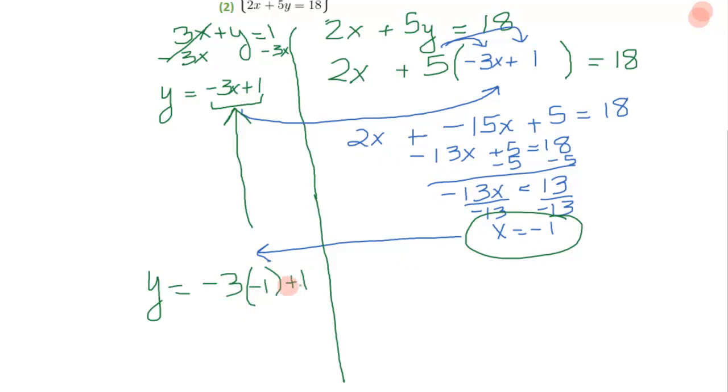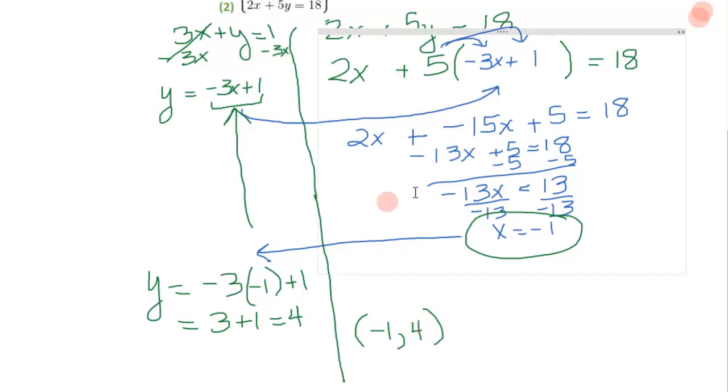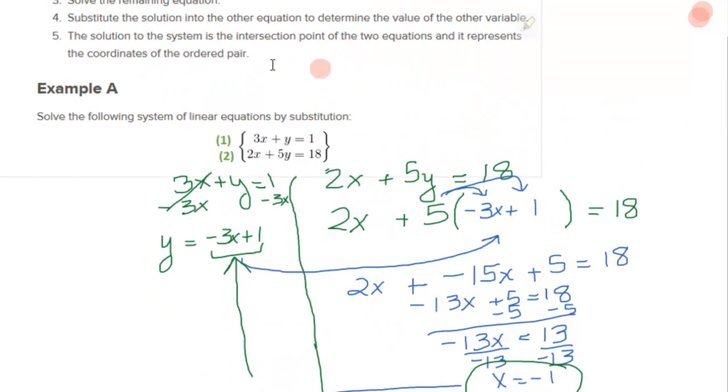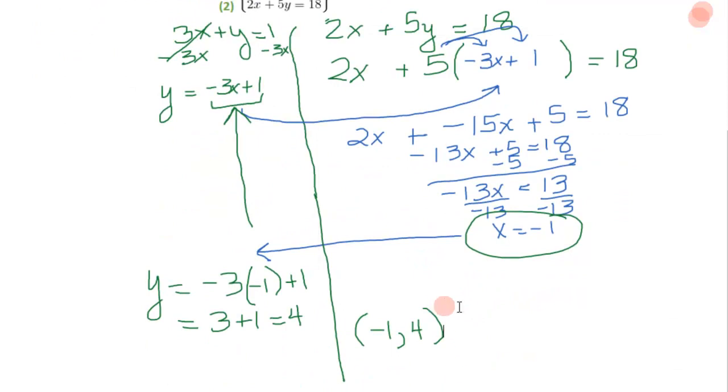Fabulous. Okay, then look, you could just solve here. So negative 3 times negative 1 is 3, plus 1, or y equals 4. So what you found is that the two lines intersect at the point negative 1 for x, 4 for y. And that's what number 5 says. The solution to the system is the intersection point of the two equations, and it represents the coordinates of the ordered pair. So this is where those two lines intersect.